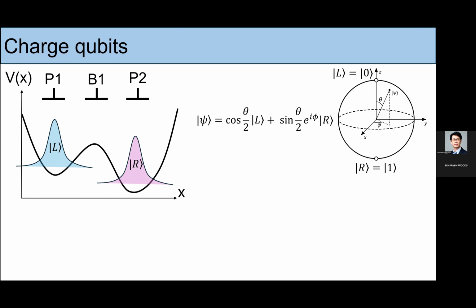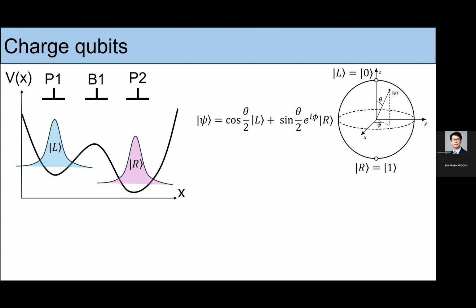Now, of course, the most generic state is not going to be just the left or right charge state, but rather it can be a superposition of these 2 states, which I've written here in the Bloch sphere representation. This is the Bloch sphere of our qubit. This is really a very powerful visual tool to understand any qubit. So whenever you think about a qubit, you should always have this Bloch sphere picture in mind, okay?